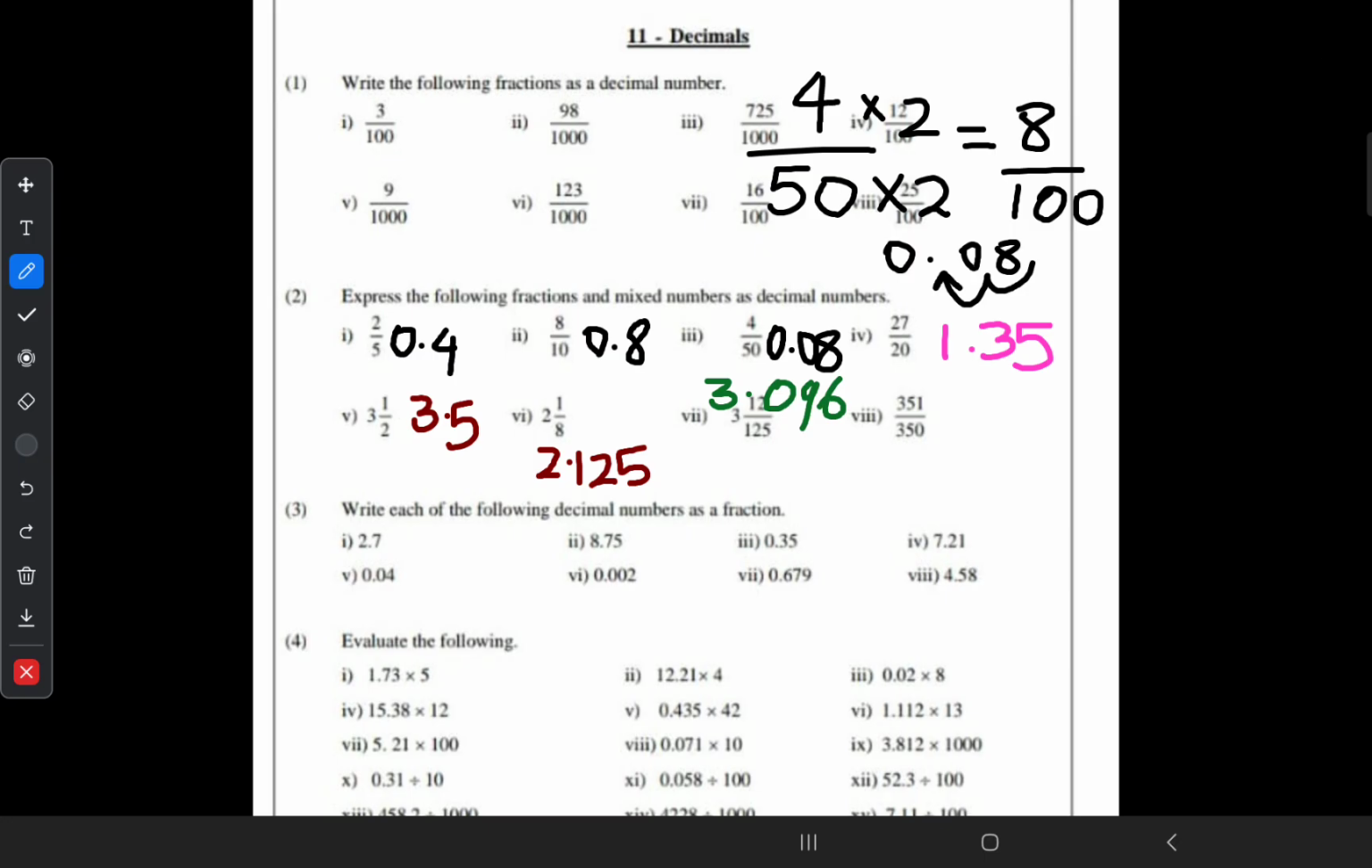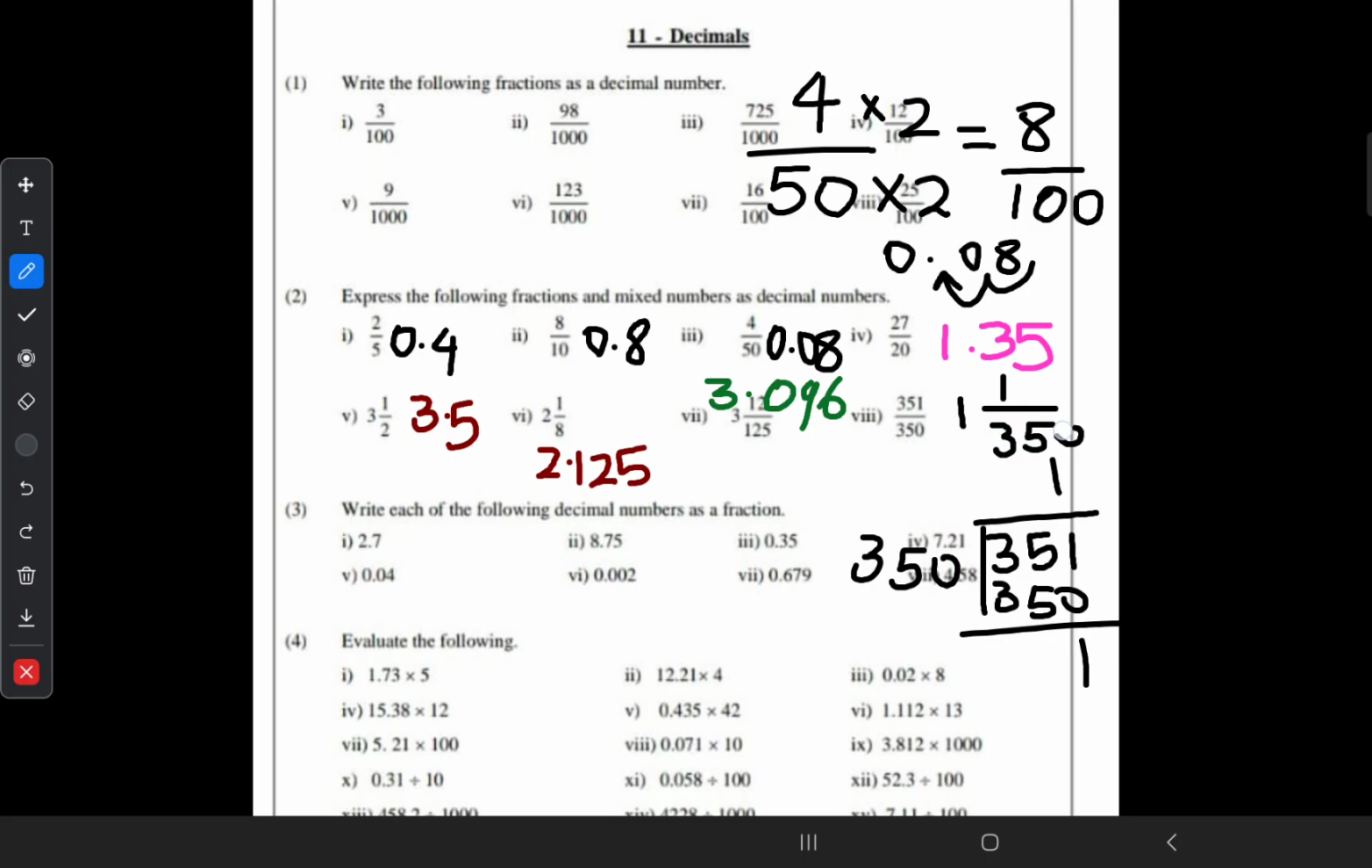Last question, 351 divided by 350. For that, let's convert this improper fraction to a mixed one. 351 divided by 350: 1 350 is 350, remainder 1. So your mixed fraction should be 1 into 1 upon 350.